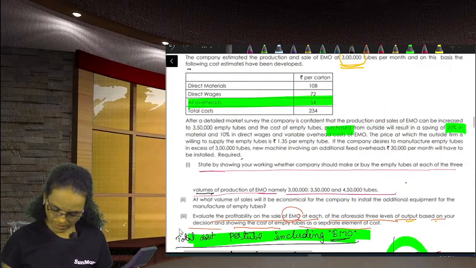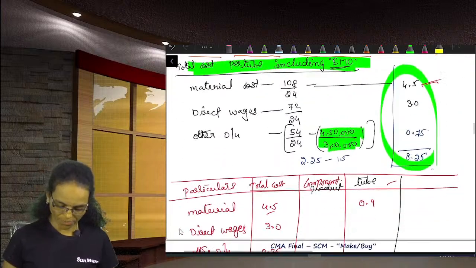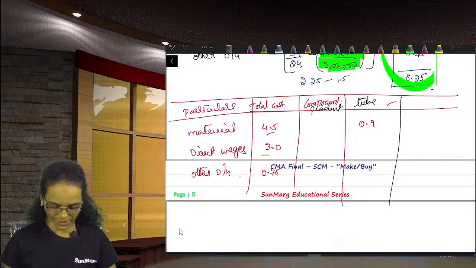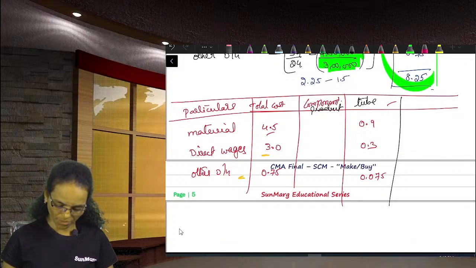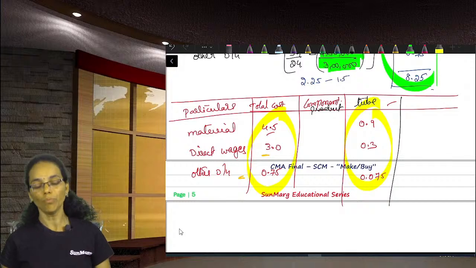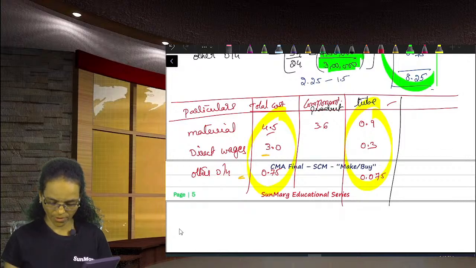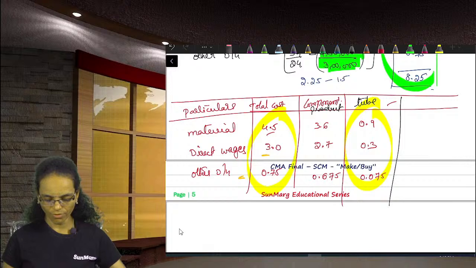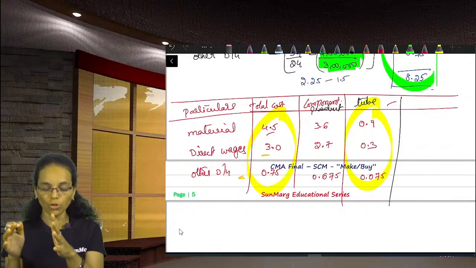Next, 10% in direct wages and variable overhead cost of EMO. 10% here and 10% here. So this is 0.3, this is 0.075, right. So total minus tube cost will give us the component cost. So what will be the component cost? 4.5 minus 0.9 is 3.6, 3 minus 0.3 is 2.7, 0.75 minus 0.075 is 0.675. Now we are able to see the cost individually, what is the cost for the component and what is the cost for the tube also we are able to show.